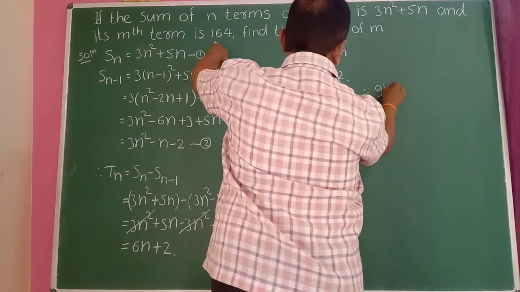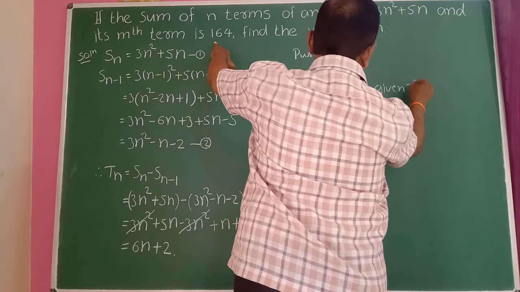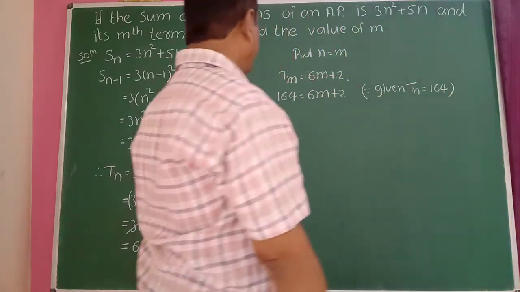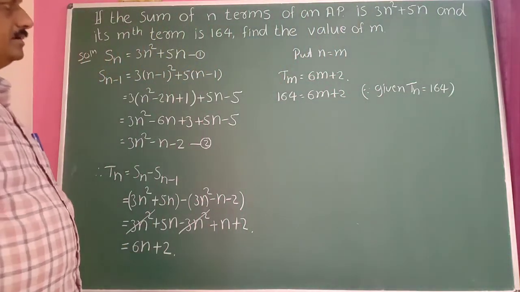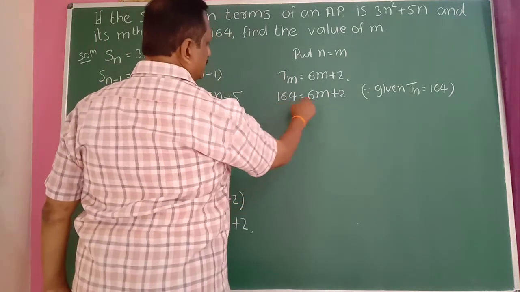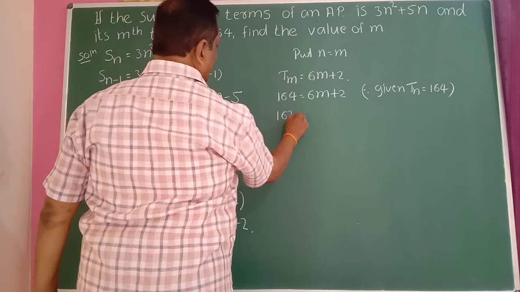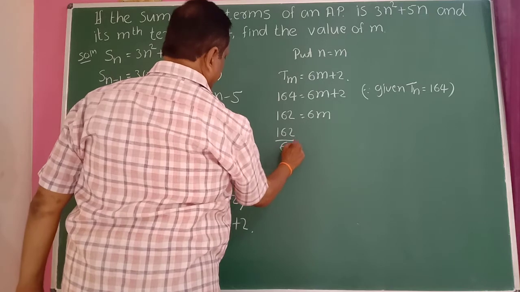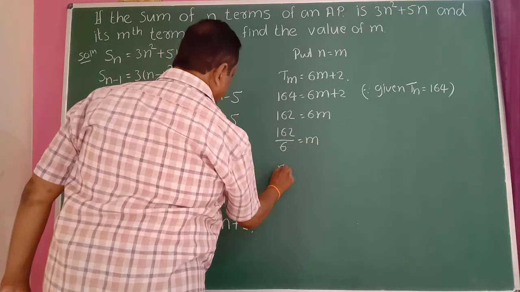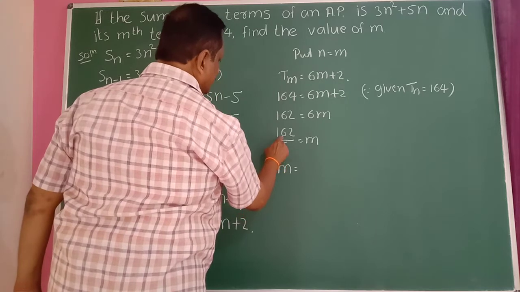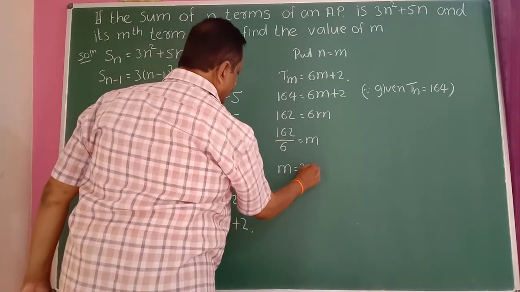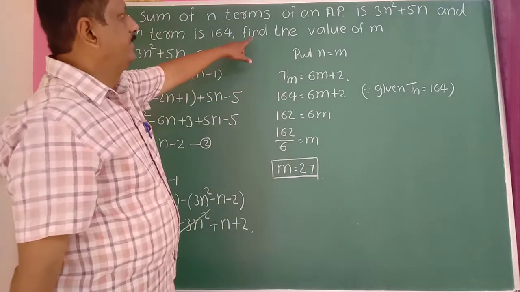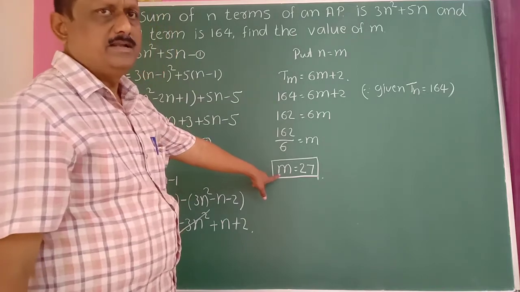Therefore Tm is 164, equal to 6m plus 2. They already gave the mth term, so just replace n by m. Then take it to the left side: 164 minus 2 becomes 162 equal to 6m. Then 162 divided by 6 is equal to m. Therefore m is 27. Hence the value of m is 27.